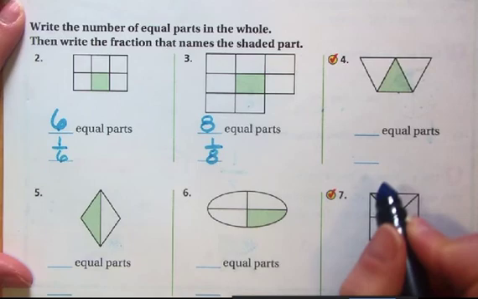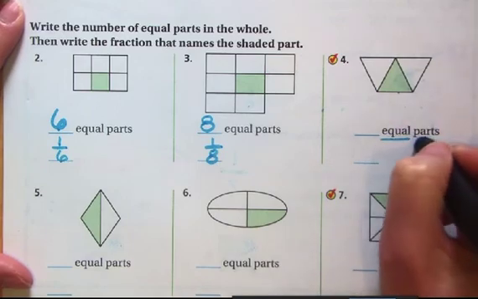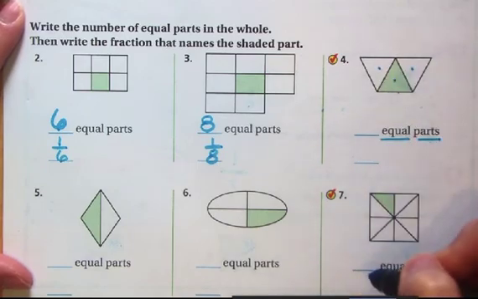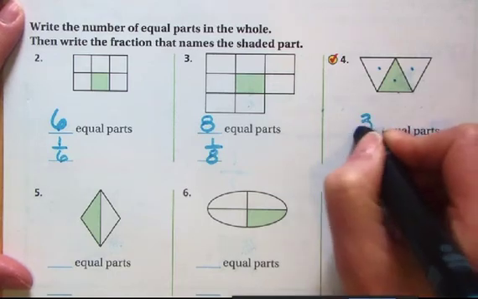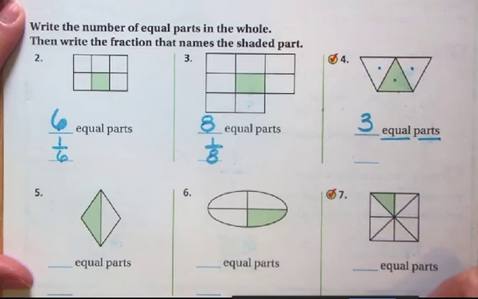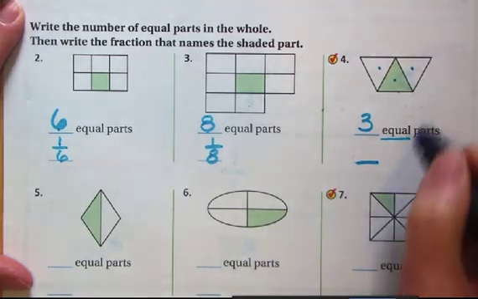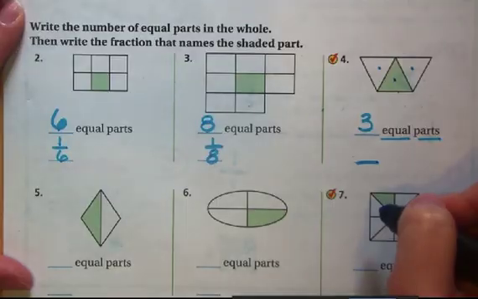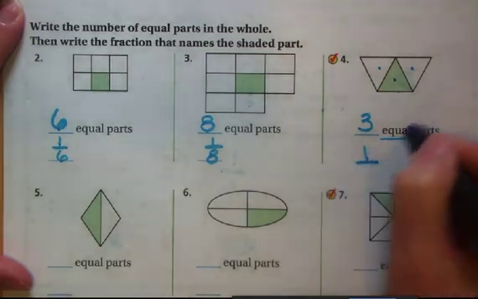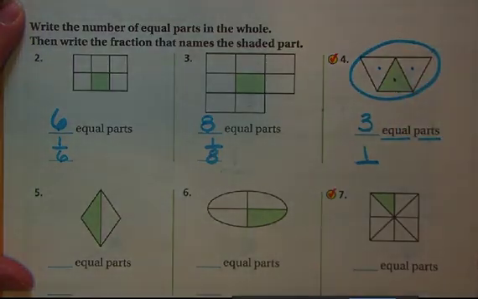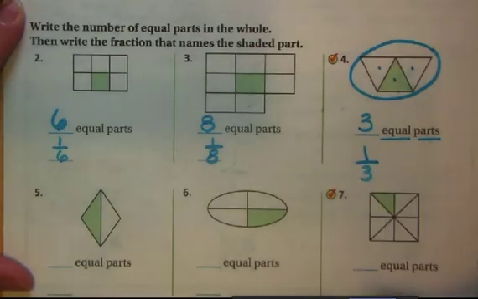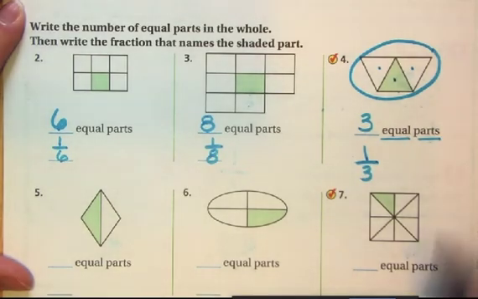So let's take a look at this one. This says equal parts. I have to count how many parts there are. So Harrison, how many parts do you see? 3. So that's my answer for how many equal parts. This line says, tell me what the fraction would be. Well, how many parts are colored? One. How many parts are there altogether? 3. So my fraction is 1 over 3. That means one of the 3 pieces is colored. Is that making a little bit more sense?